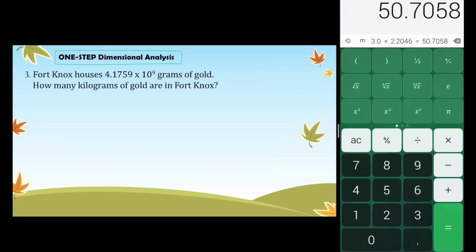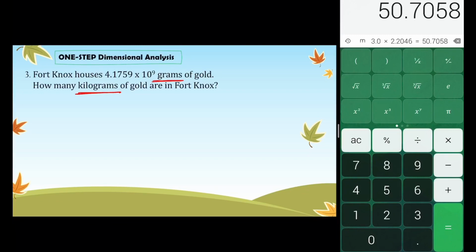Example number 3 states that Fort Knox houses 4.1759 times 10 to the power of 9 grams of gold. How many kilograms of gold are in Fort Knox? Here we're given units that are within the metric system, grams to kilograms. You are responsible for knowing how many grams is in a kilogram or vice versa.